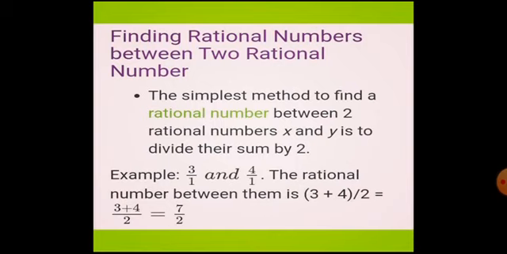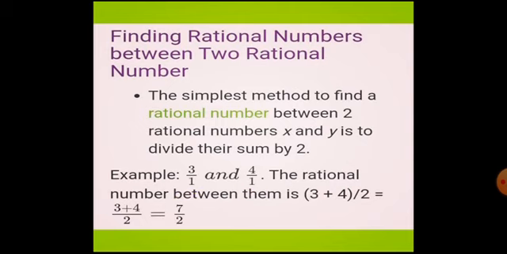So students, finding rational numbers between two rational numbers. How can we find a rational number between two rational numbers? The simplest method to find a rational number between two rational numbers x and y is to divide their sum by 2. Suppose two rational numbers x and y are given, for example 3 and 4.